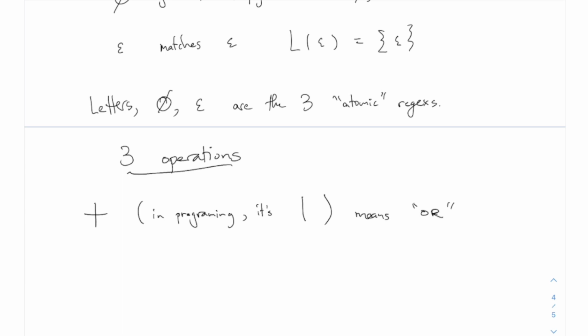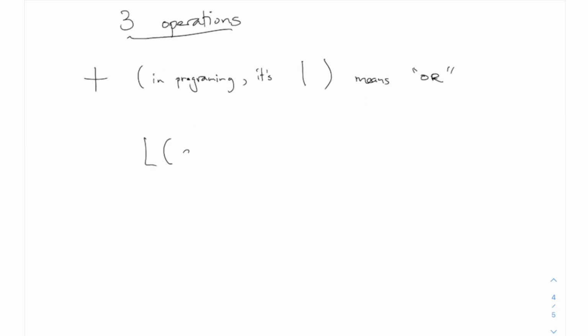All right, the plus operation, it means or. So, for example, what is the language generated by A plus B? Well, the A by itself matches only A. The B by itself matches only B. And A plus B means it matches A or B. So this language would be just that, A or B.